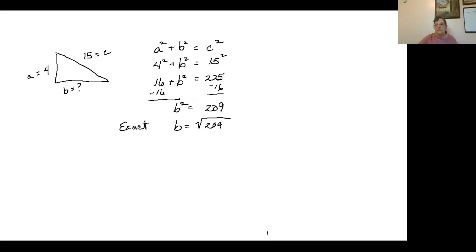Calculator, square root of 209 to 3 decimal places, which is what they were asking for. We've got 14.4568. The 8's in the big half, so it's going to be 14.457. So B is approximately 14.457. That's the approximate value to 3 decimal places.